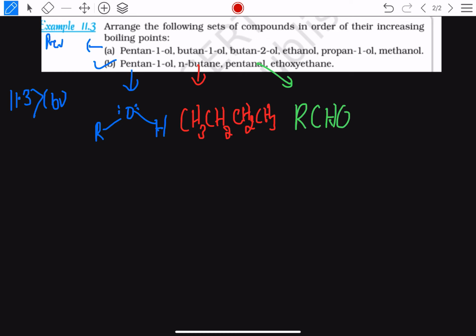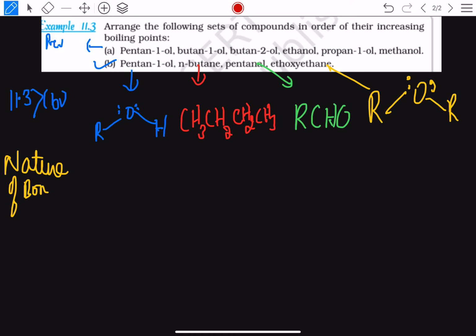And the last one is ethoxyethane. Ethoxyethane is an ether, and ethers are represented by ROR with two lone pairs on oxygen. This is how you represent an ether. Now, boiling points in different functional groups. The basis of differentiating the boiling points is the nature of bonding. What kind of bond is there? That would help us differentiate between the boiling points.